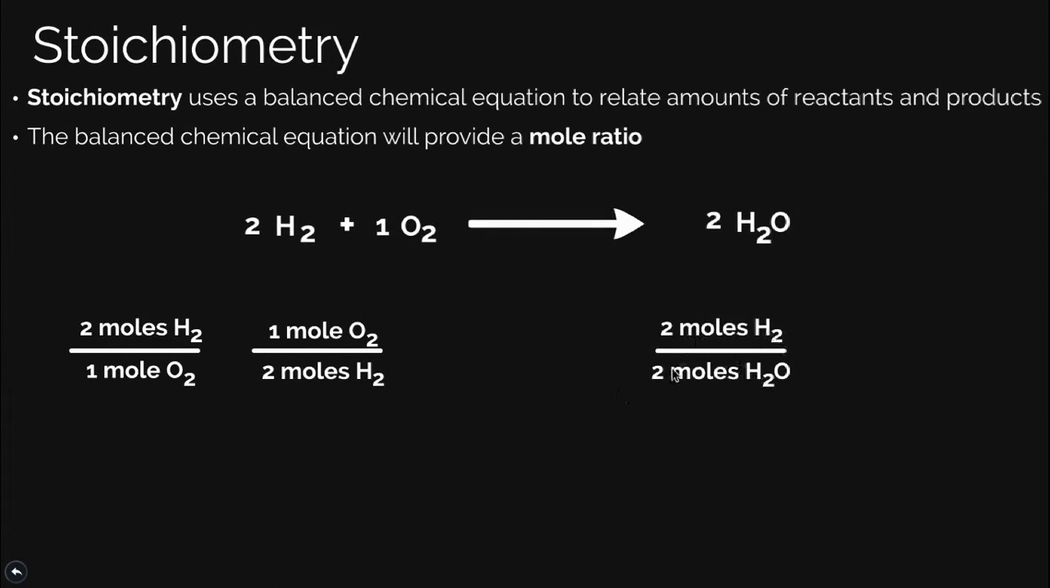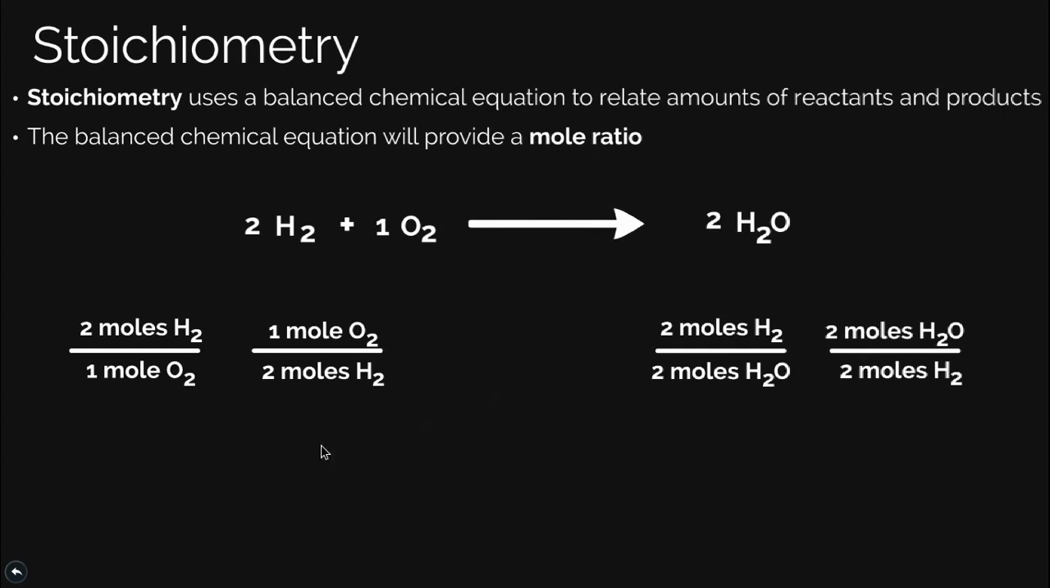2 moles of H2 set over 2 moles of H2O, or you could have the opposite of this with 2 moles of H2O on top set over 2 moles of H2. And so again, these are the mole ratios that we're setting up to use in our stoichiometric calculations.